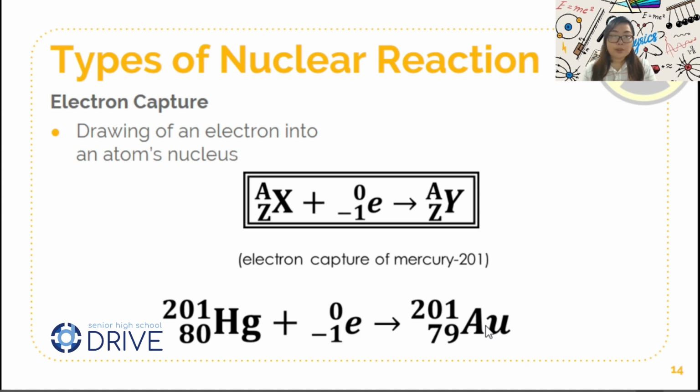Again, for you to verify whether the equation is balanced or not, remember what we discussed a while ago. Okay? So, the atomic number and the atomic mass of the reactants or the parent element should also be the same with that of the daughter or the product.